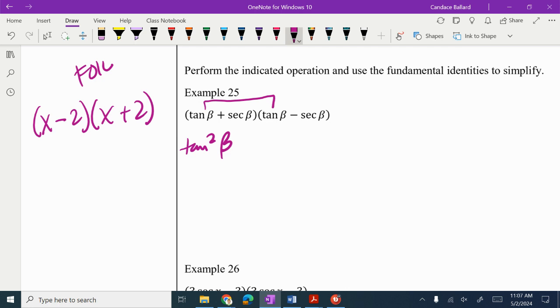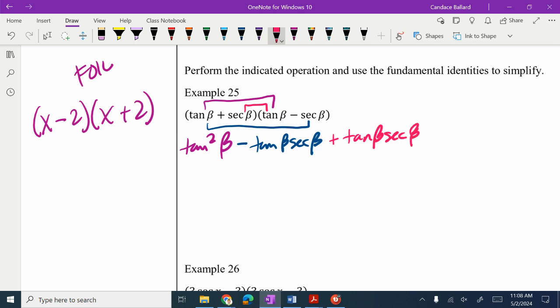Okay. All right. Now I'm doing the outside. So I've got tangent of beta times negative secant beta. So I would go negative tangent beta secant beta. All right. I'm going to do the insides. And that's secant beta, tangent beta. I'm going to write it the other way. I'm going to go positive tangent beta, secant beta. And then finally, we're going to do the lasts. What's secant beta times negative secant beta? Negative secant squared beta. Good.